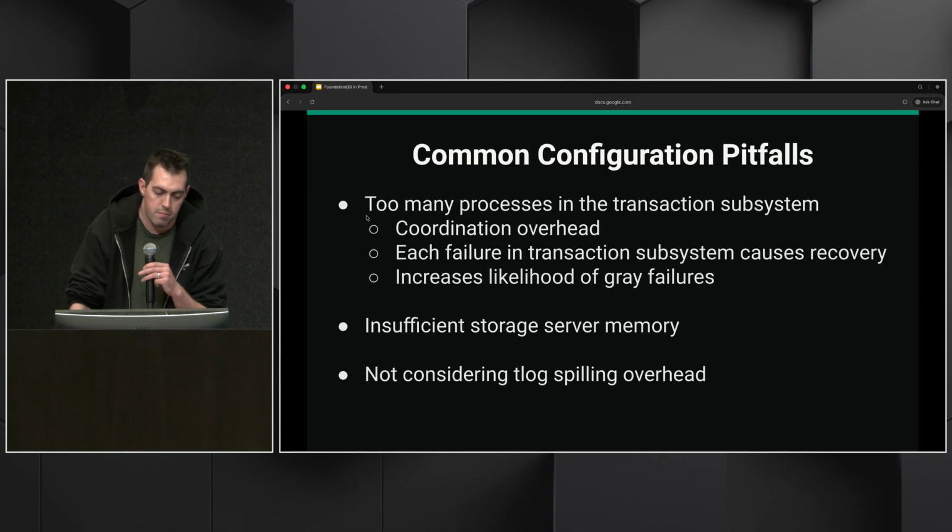One common pitfall I've seen is configuring too many processes in the transaction subsystem, that is the T-logs, resolvers, and proxies. This may seem helpful to scale these roles horizontally, but it comes with added overhead and risk. So run tests and tune accordingly, and don't provision too many.